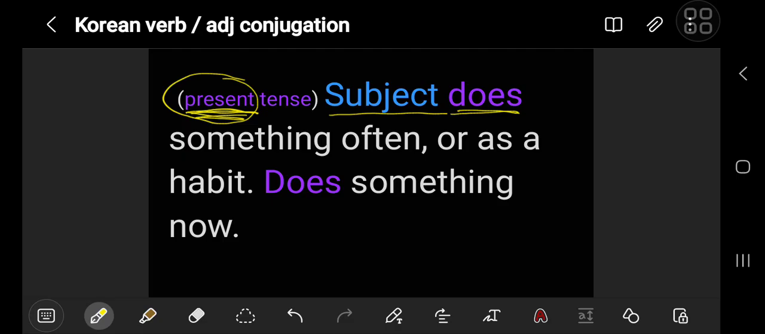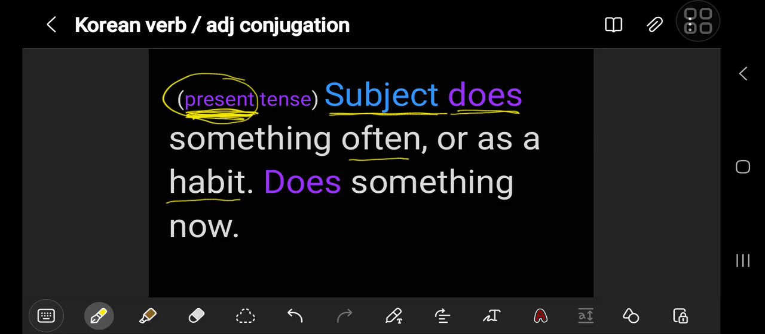So in Korean, the present tense can talk about when a subject does something often or as a habit. So if, like in English, you say, I eat breakfast, you are using the present tense, and I eat breakfast is indicating that you do it regularly, you do it as a habit, maybe not every day, but again, it's a regular thing. And this is the same for Korean. If you use the present tense, you can indicate that you do something regularly.